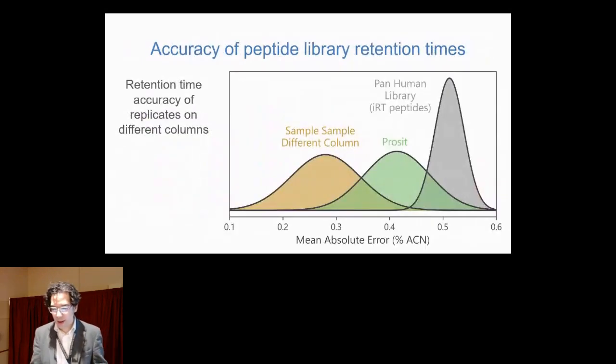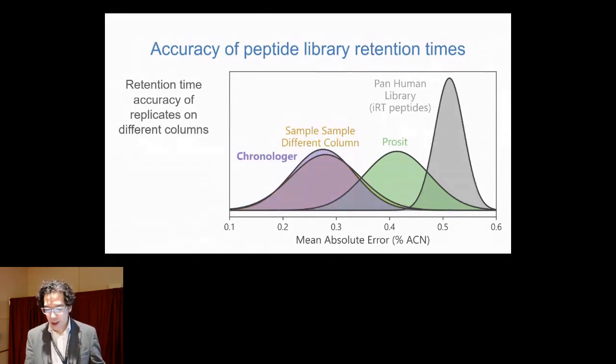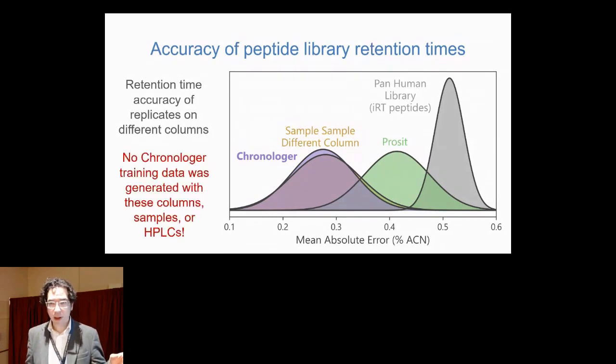So going back to this plot of accuracy, where we're looking at the pan-human iRT set and the optimal, which is representative of perfect prediction, and Prosit, we feel like we're actually pretty close to this. These are actual measurements of technical replicates of different columns of the same samples versus the Chronologer output. And I think one important characteristic is that no training data in this plot has been used for our predictions.